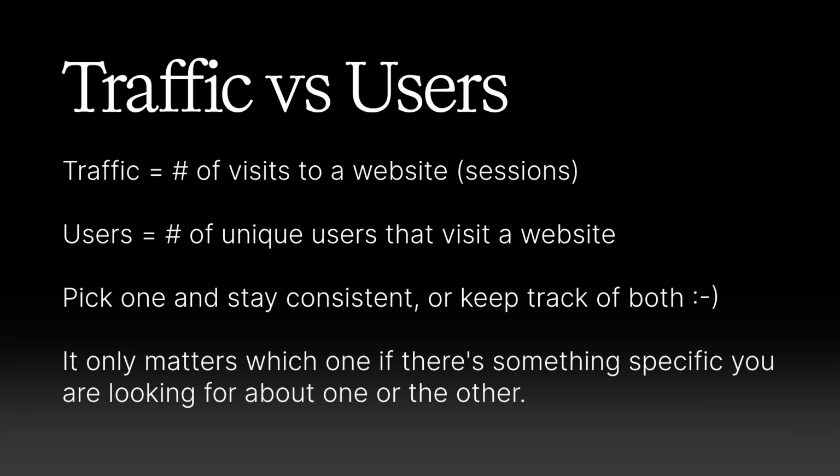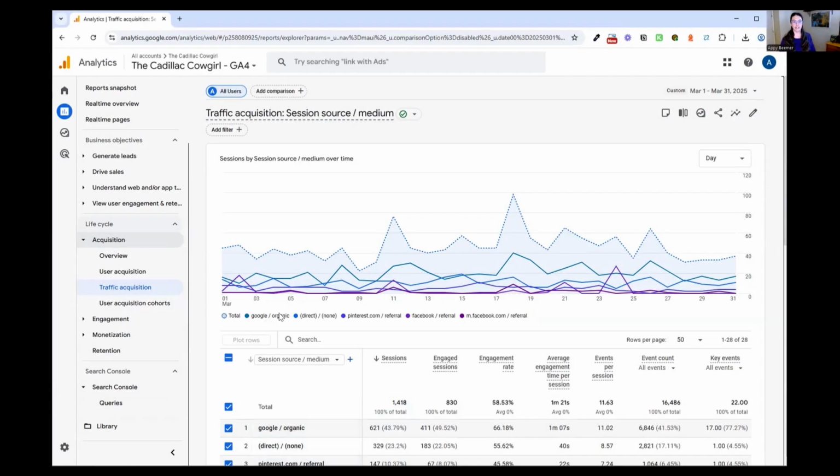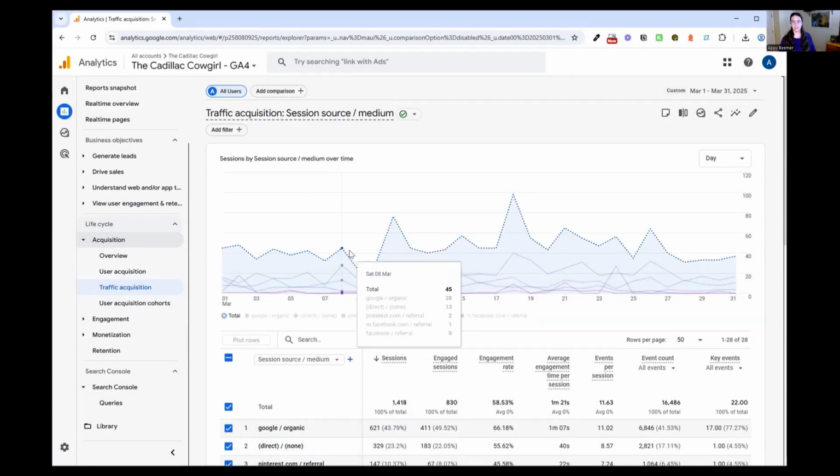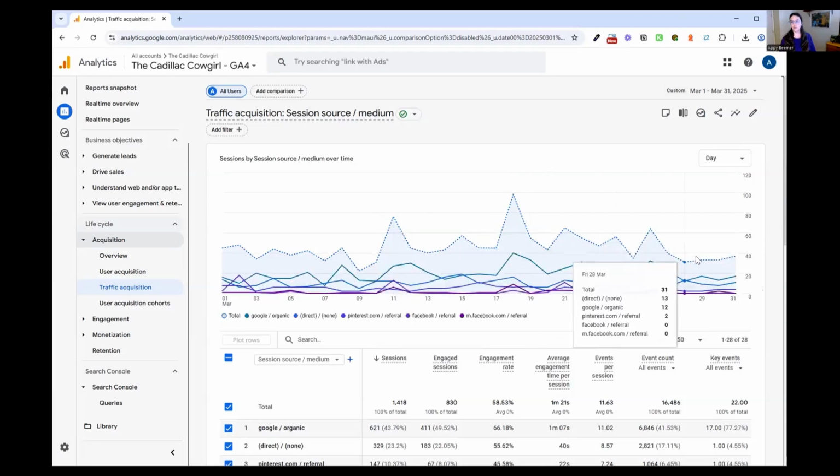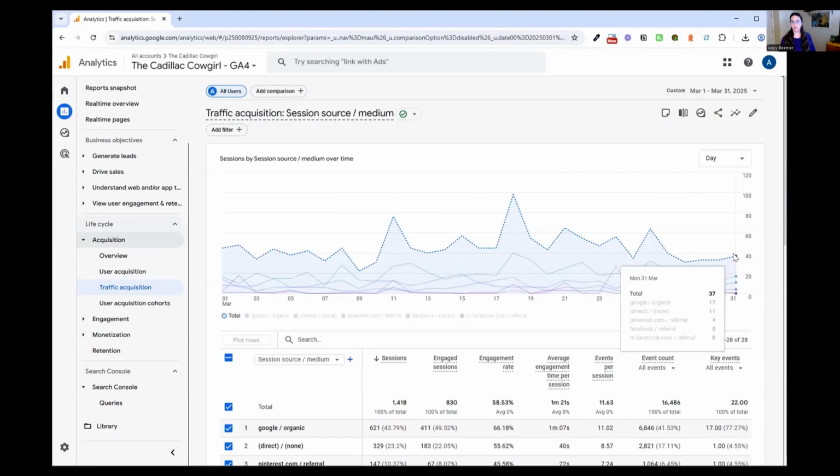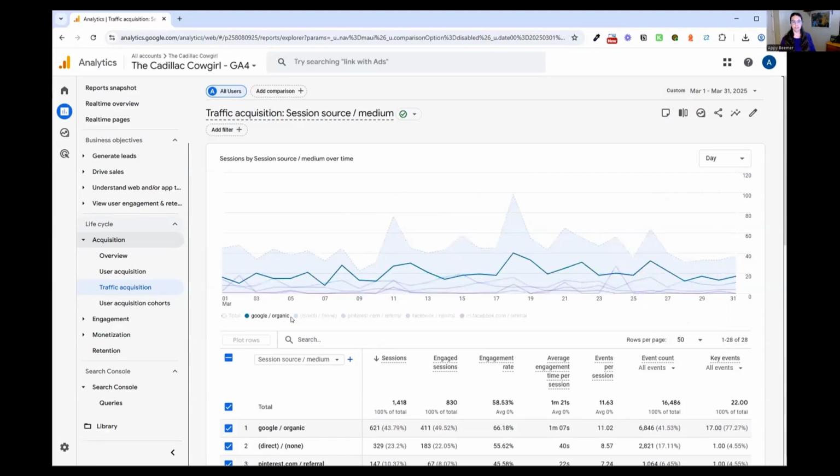Does it matter which one you keep track of? No. Again, you're going to see trends and you may want to look at both. But when you keep track of something over time, just make sure you get the same number every time so that you're consistent. So we're looking at traffic, and this total here is this dashed blue line. And so that tells you over the days how many visitors per day total came to the website.